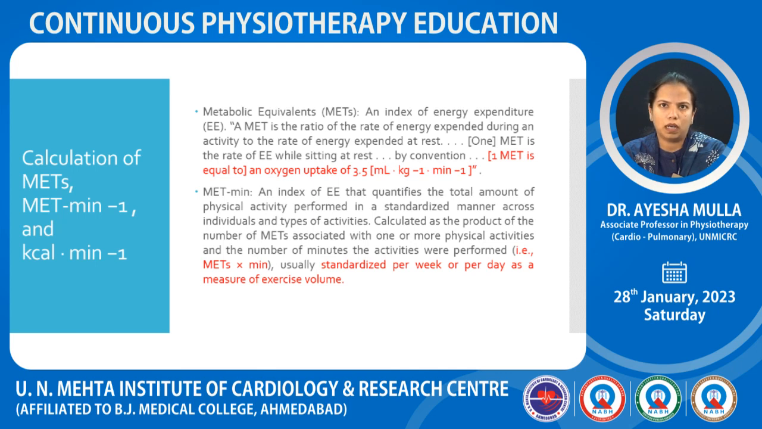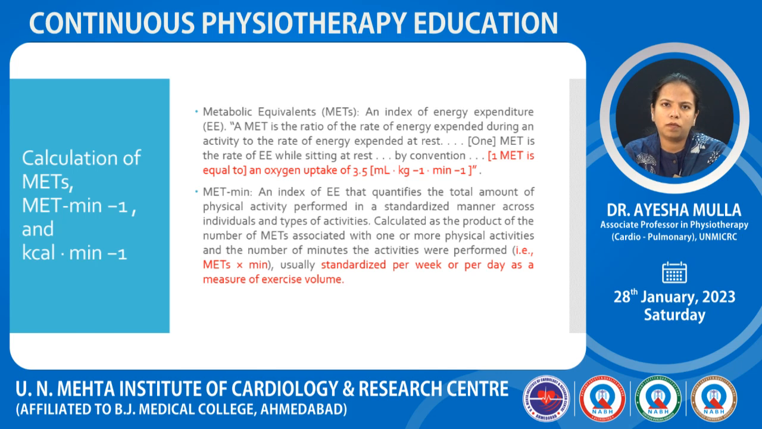Now MET minute quantifies the total amount of physical activity performed in a standardized manner across individuals and types of activity, calculated as the product of the number of METs associated with one or more physical activities and the number of minutes the physical activities are performed, that is MET minutes. So we first calculate the metabolic equivalent for the activity and then multiply it by the minutes the person has performed the activity, then we get the MET minutes. And usually it is standardized per week or per day as a measure of exercise volume.